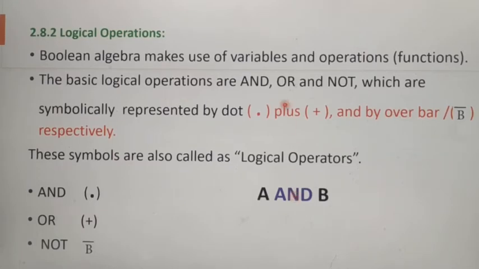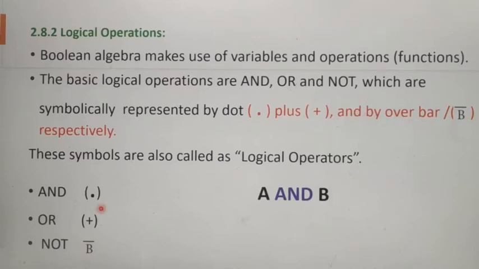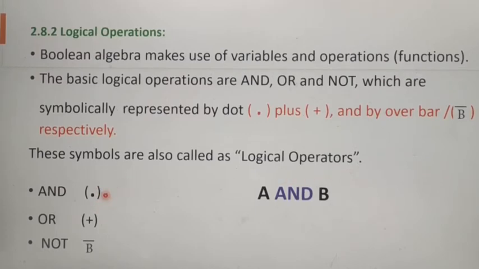Here we have three different types of basic logical operations. They are AND, OR and NOT. The basic logical operations are AND, OR and NOT, which are symbolically represented by dot for AND operation, plus for OR operation, and by over bar for NOT operation. Next point, these symbols are also called logical operators. Here dot, plus, over bar, these are all called logical operators. These logical operators are used to do logical operations like AND, OR and NOT operation.